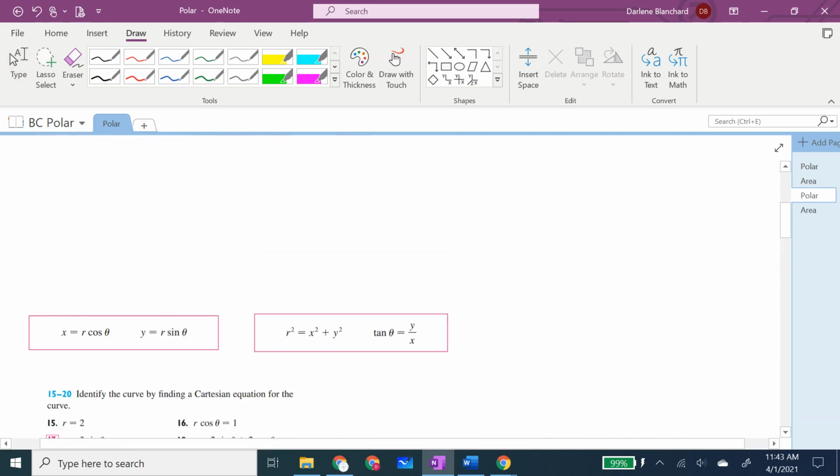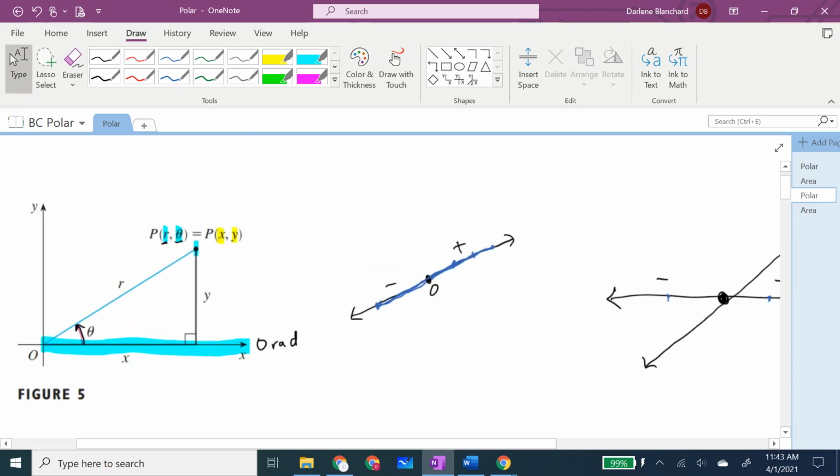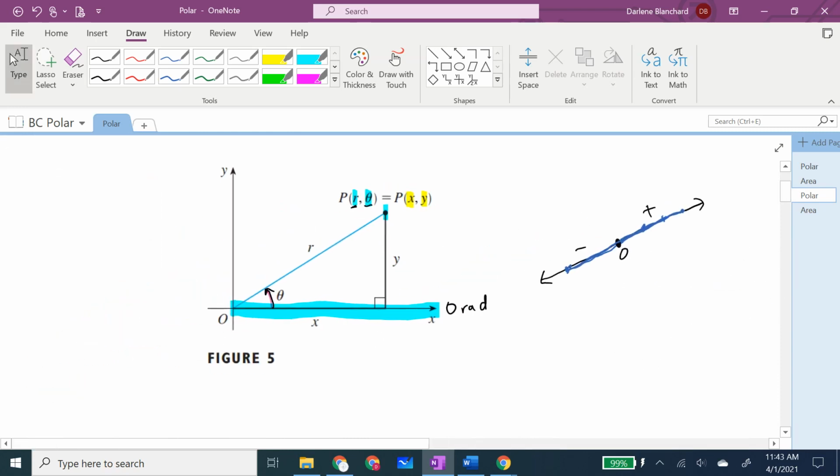Realize that if theta is negative, then you are starting at the positive x-axis and you are turning clockwise.